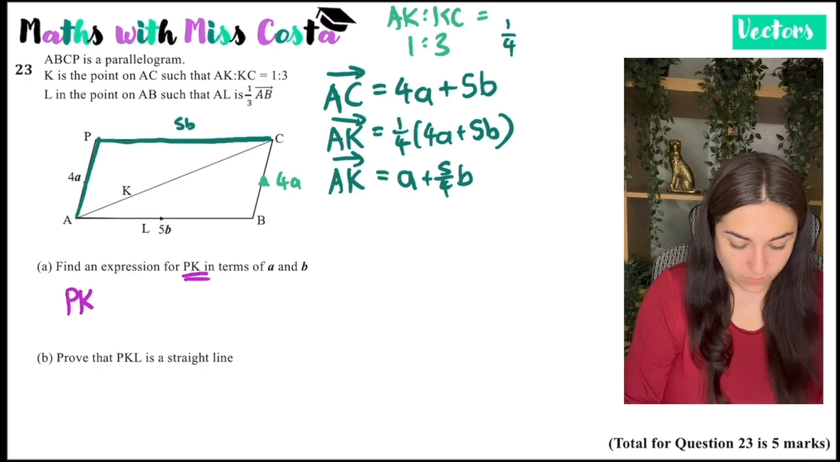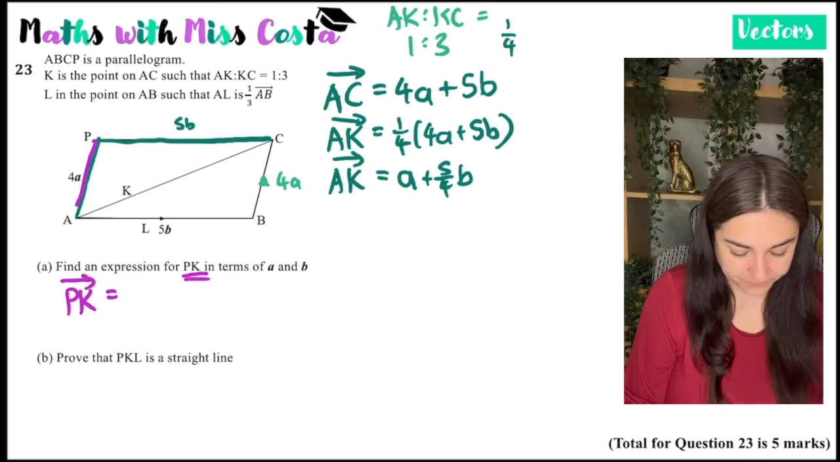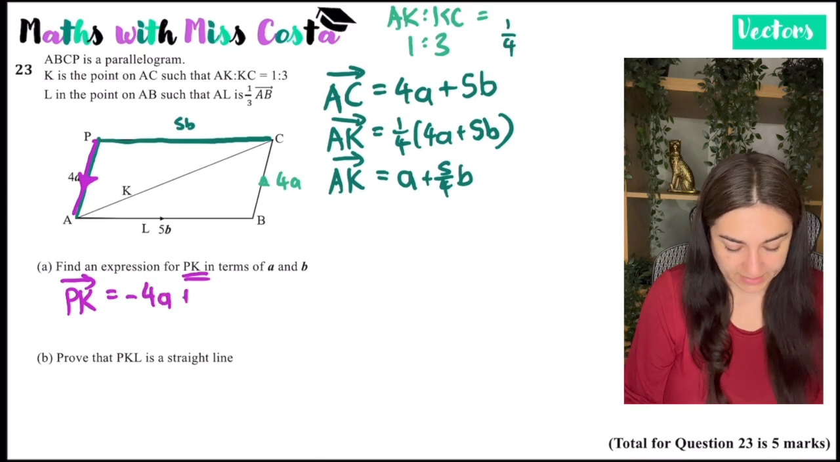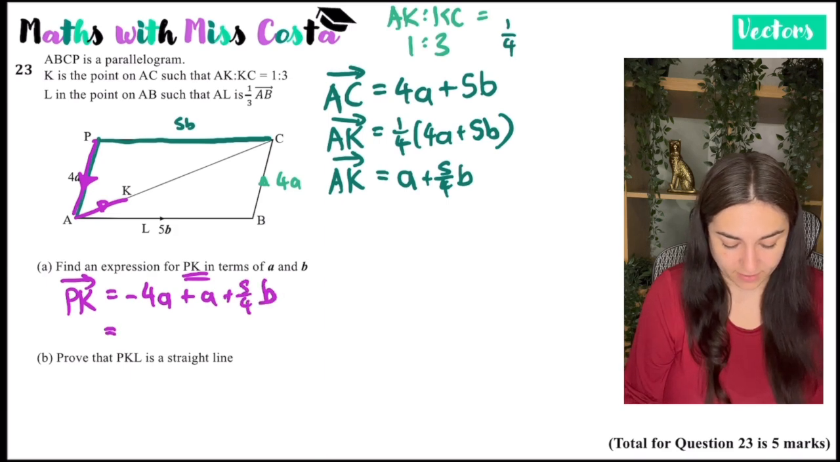So therefore, PK is going to be, we're going down, so it's going to be negative 4A plus whatever AK was, which is A plus 5 over 4B. Minus 4A plus A is minus 3A plus 5 over 4B.